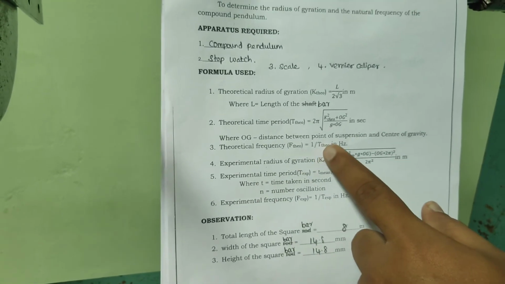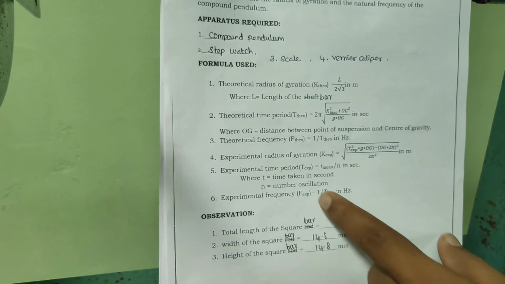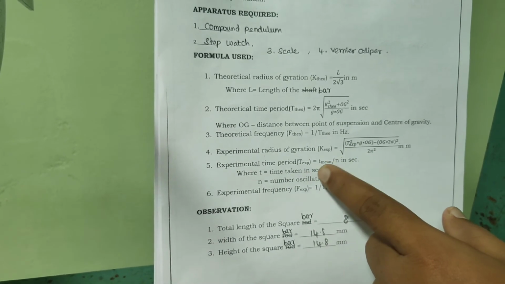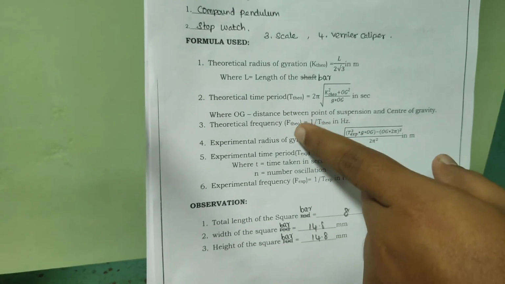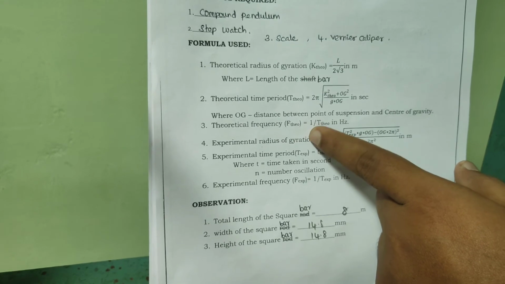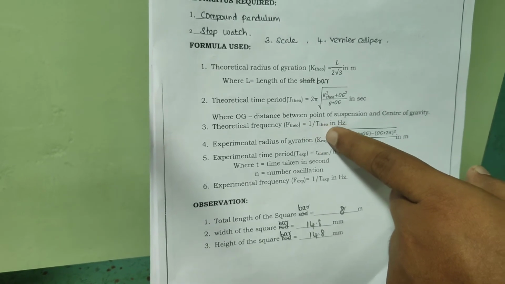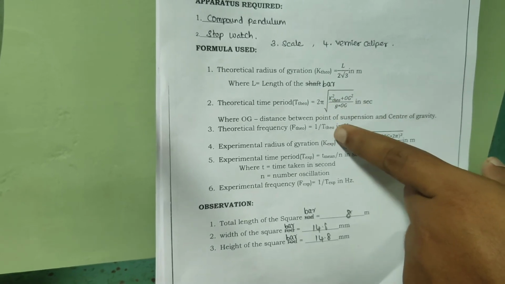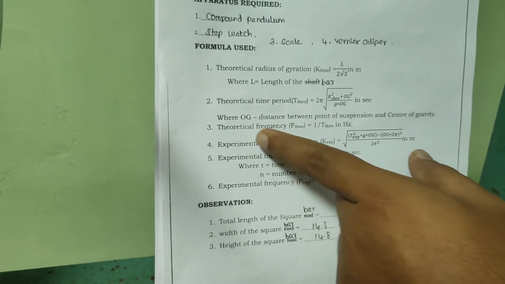The time taken is calculated by the formula T mean divided by the number of oscillations. The theoretical frequency is calculated by 1 by T theoretical, where T theoretical is calculated in the second formula above. Substitute the second formula and you get the theoretical frequency.